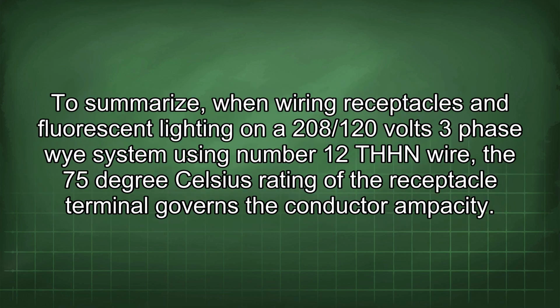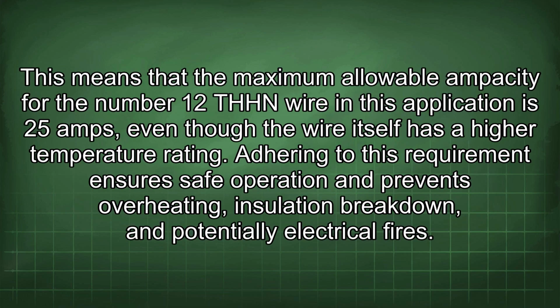To summarize, when wiring receptacles and fluorescent lighting on a 208/120 volts three-phase Y system using number 12 THHN wire, the 75°C rating of the receptacle terminal governs the conductor ampacity. This means that the maximum allowable ampacity for the number 12 THHN wire in this application is 25 amps, even though the wire itself has a higher temperature rating. Adhering to this requirement ensures safe operation and prevents overheating, insulation breakdown, and potentially electrical fires.